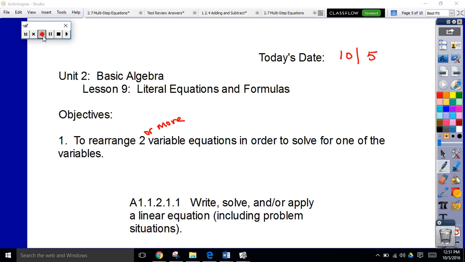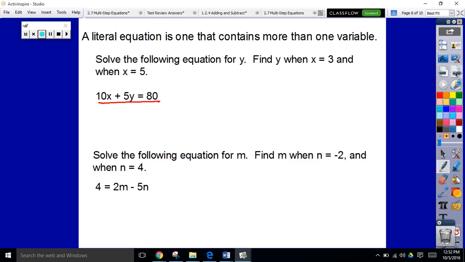All right, so today's lesson is on literal equations and formulas, and we're going to be rearranging two variable equations in order to solve for one of the variables. A literal equation is just one that contains more than one variable. So we're going to solve the underlined equation for y, and then later we're going to find y when x equals 3 and again when x equals 5.